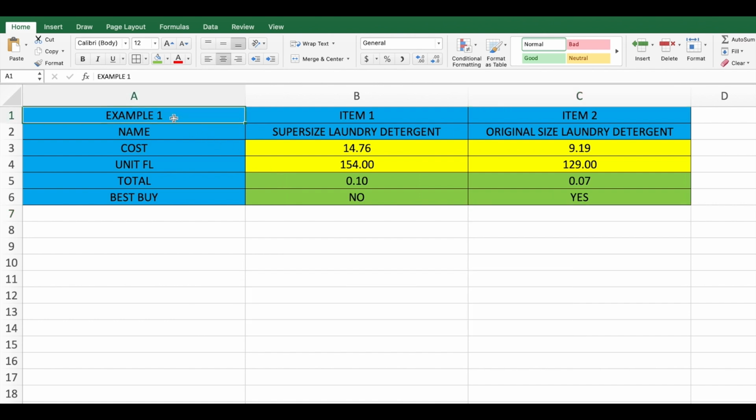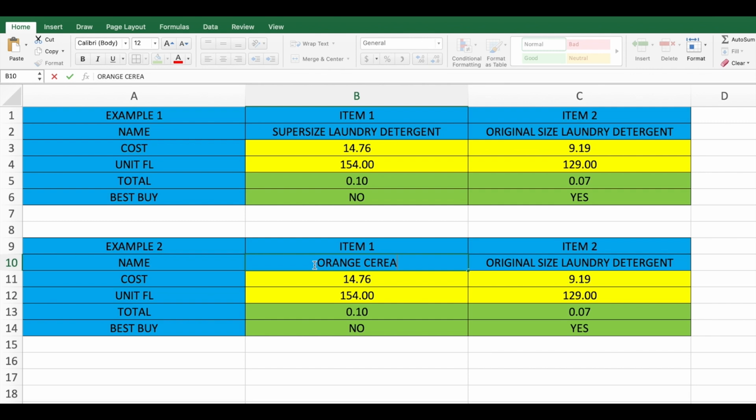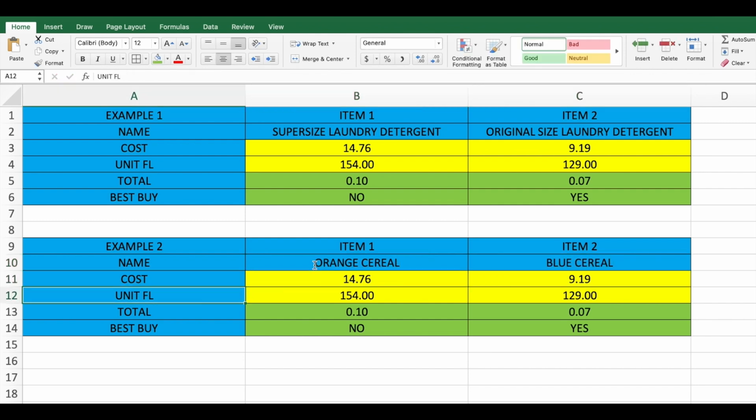At this point, the best buy calculator for example 1 is complete, and we will now construct a calculator for example 2. First, highlight the example 1 calculator and copy and paste below to cell 9 alpha. Change the name of the calculator to example 2. Change the names to orange cereal and blue cereal. Change the units from fluid ounces to ounces and input the example 2 cost and unit data. But do not change the equations in the green cells, and note how the formulas automatically update and calculate with new data.